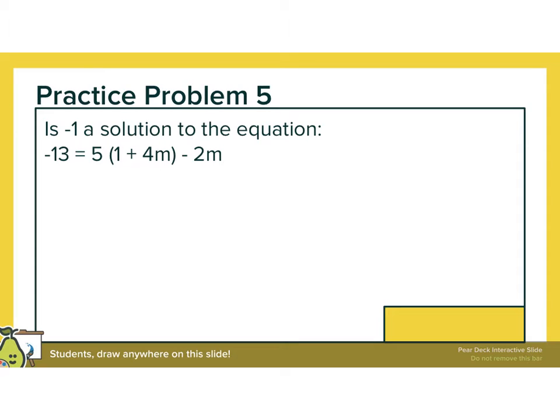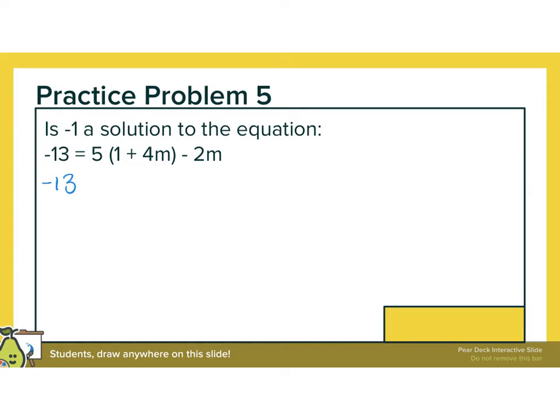All right, practice problem 5. Is -1 a solution to the equation? I could solve it, but -1 is a pretty small number, so I'm just going to plug it in instead of having to solve and check, right? So let's just plug in this -1 and see if we get the same number on both sides.